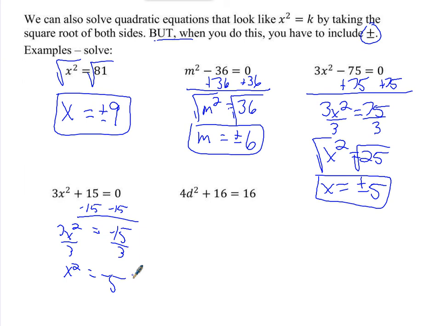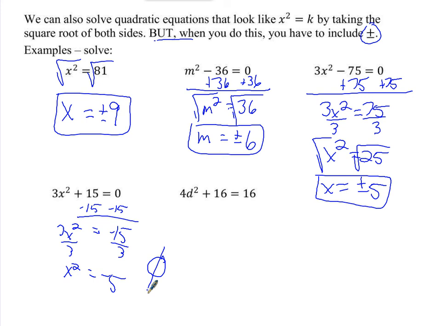There's a problem here. We need a number that times itself gives me negative 5. Is there a number that does that? No real solution, yeah. So the answer here is that guy.